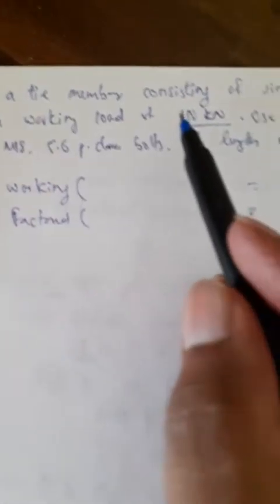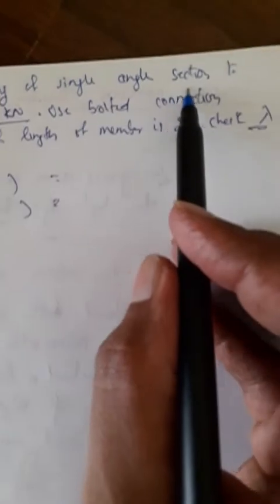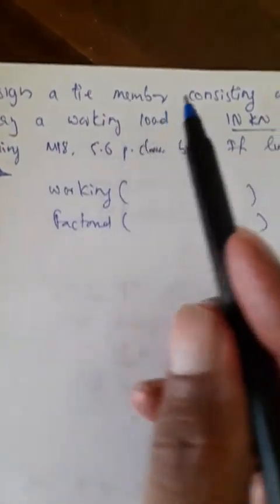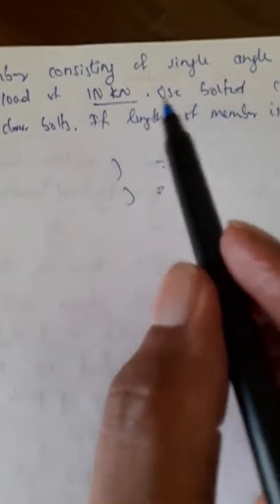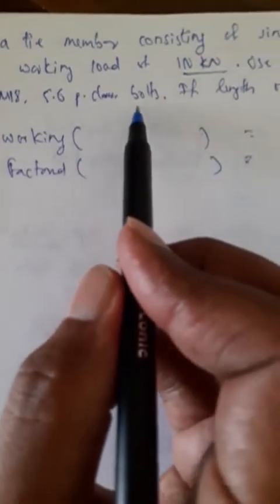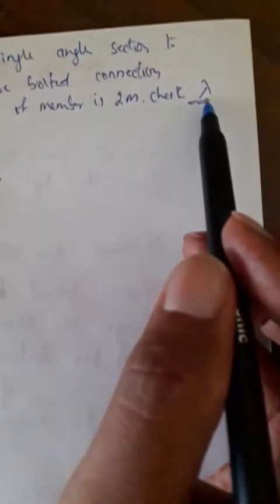So today we'll take up an example. Design a tie member consisting of single angle section to carry a working load of 150 kilonewtons. Use bolted connection using M18 5.6 property class bolts. If length of the member is 2 meters, check for slenderness or reversal of stresses.